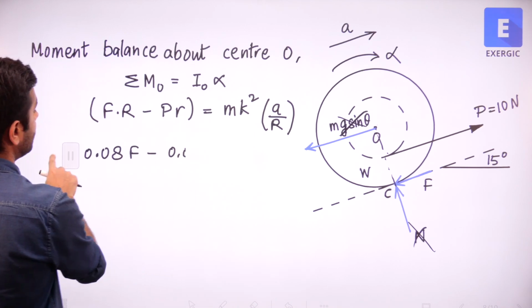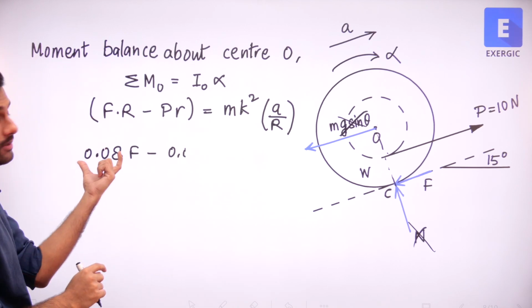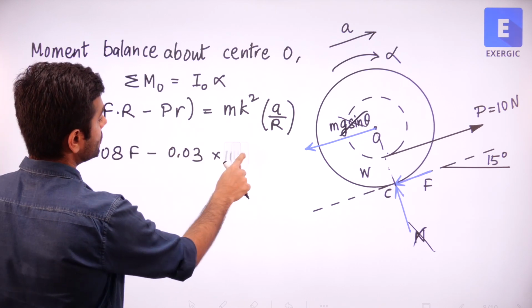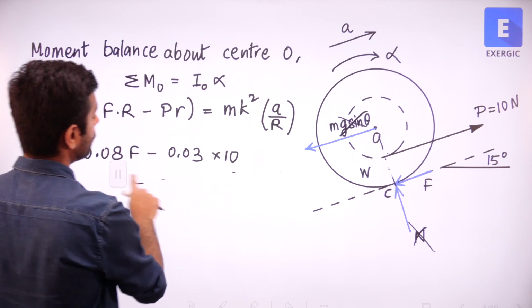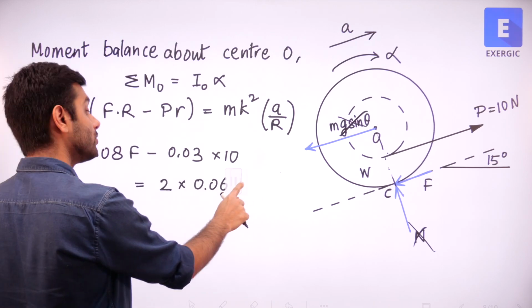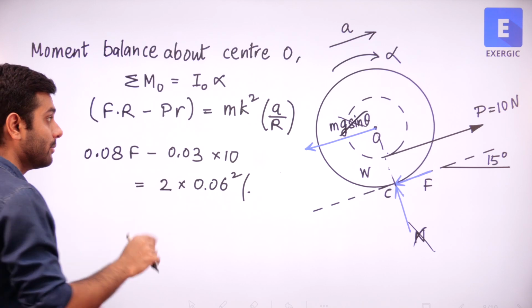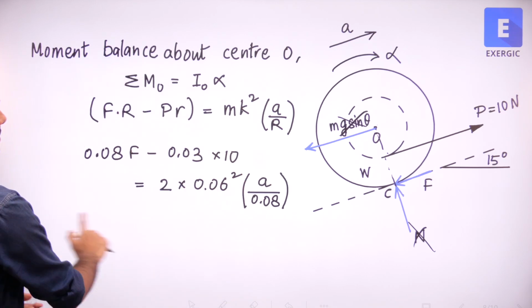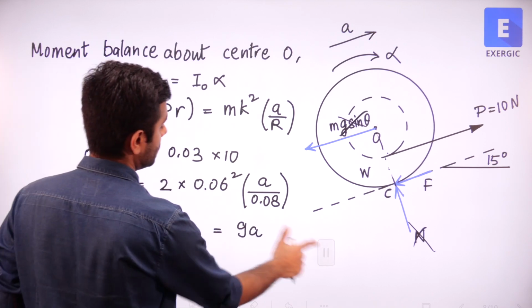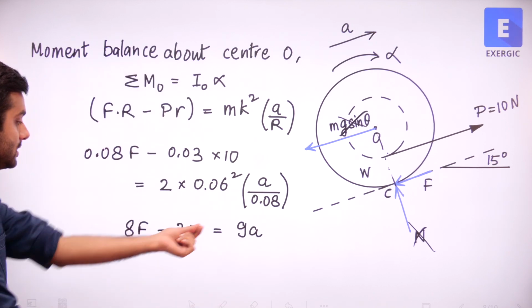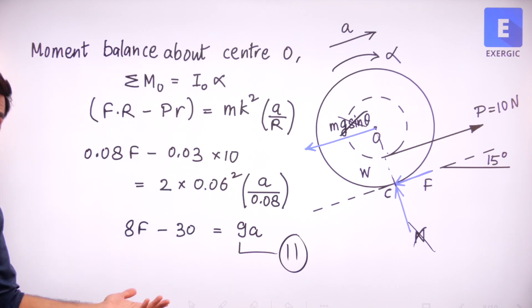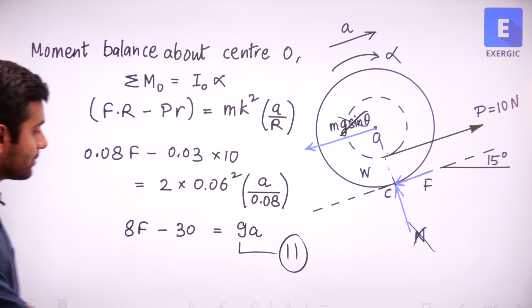So here we will put the values: R is 0.08 multiplied by F, small r is 0.03, P is 10, equal to mass 2, K is 0.06, given in the question as 60 mm, squared, A unknown, R again 0.08. Now you just need to simplify this equation, and ultimately you are going to get this as your second equation. So you have two equations and two unknowns, F and A. Simply divide both of them.